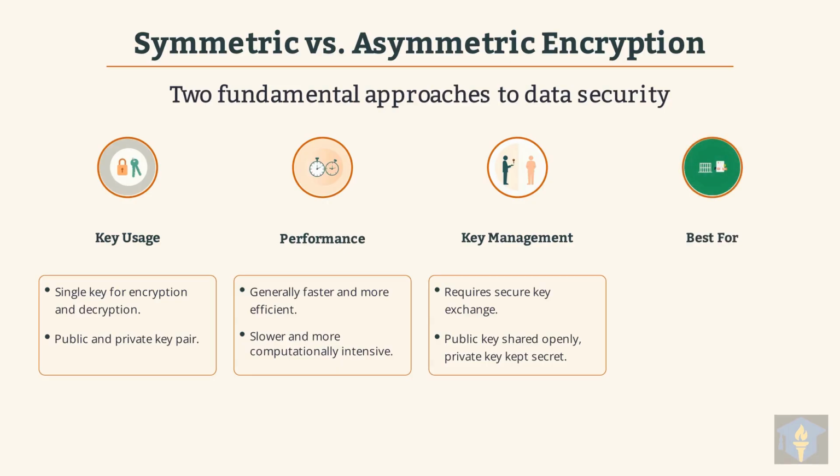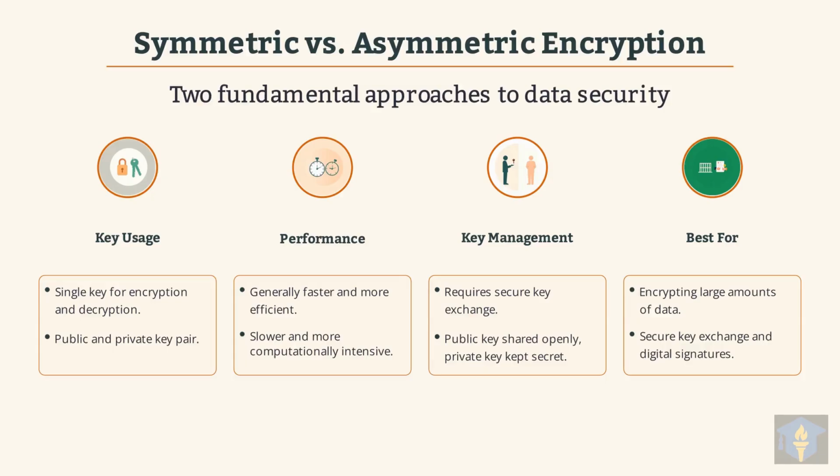Finally, let's look at the best use cases for each method to understand their practical applications. Symmetric encryption is best suited for efficiently encrypting large quantities of data due to its speed. Asymmetric encryption excels in secure key exchange and for creating digital signatures, ensuring authenticity.